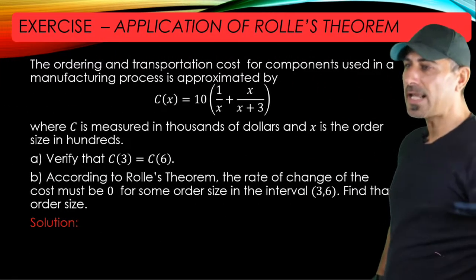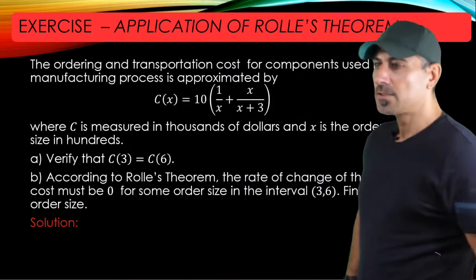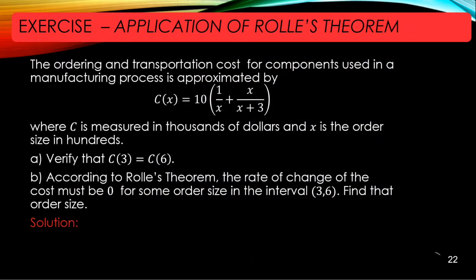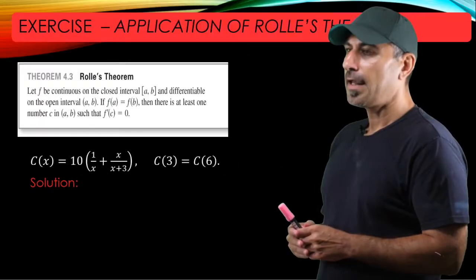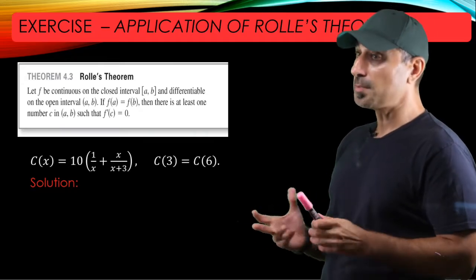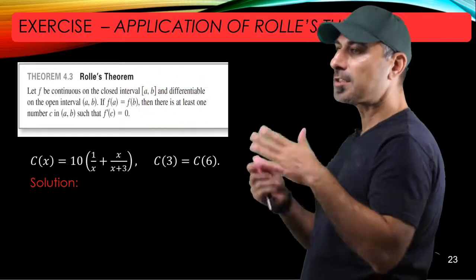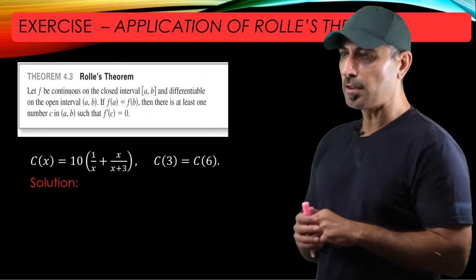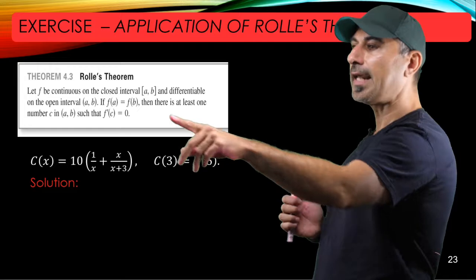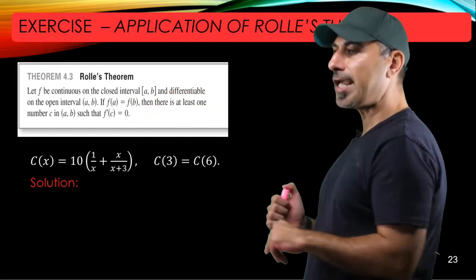Once we verify that, the question is asking us to use Rolle's theorem to find a point c for which the rate of change of the cost is 0. And for us to be able to apply Rolle's theorem, all the conditions should be met. We need the function to be continuous on the closed interval and differentiable on the open interval. And we also need the function to have the same values at the endpoints of the interval.